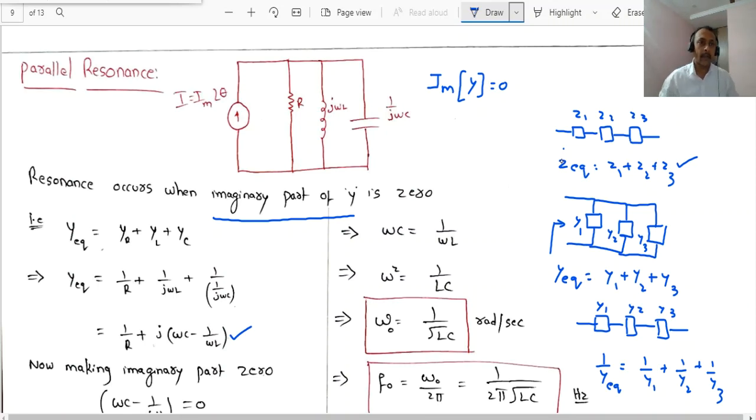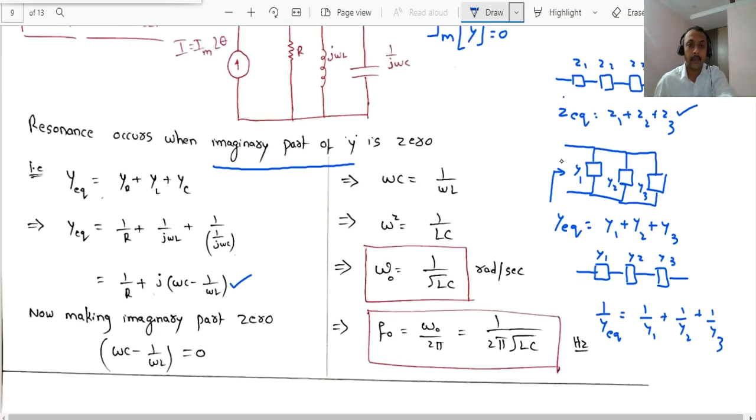Clear? I repeat again. The imaginary part of the admittance is to be made 0. At that condition, whatever the frequency is, that frequency is the resonant frequency or resonance frequency.